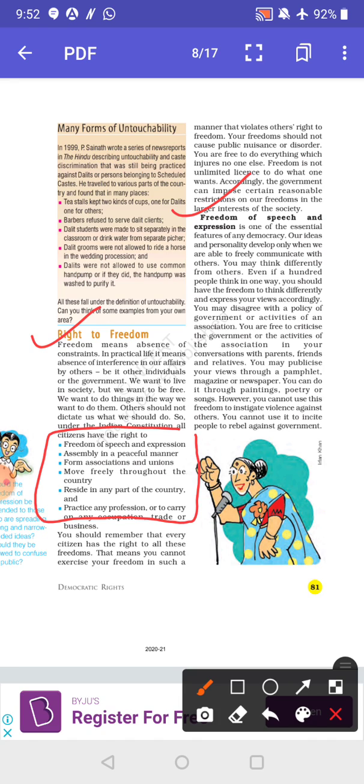And even if you disagree with some of the policies or activities of the government or some associations or political parties, you should get the freedom to criticize the government or the activities of such parties. You can even publish your views through a pamphlet, magazine or newspaper. You can make paintings, poetry, songs. However, you should remember that you cannot use this freedom to instigate violence against others.